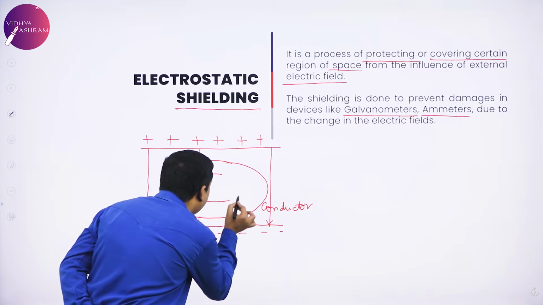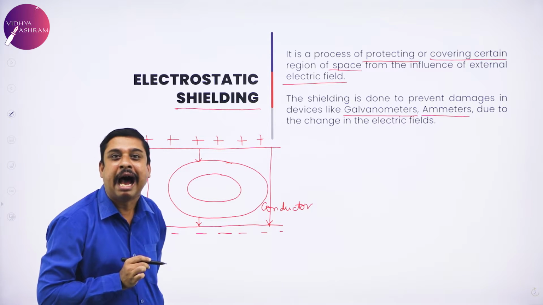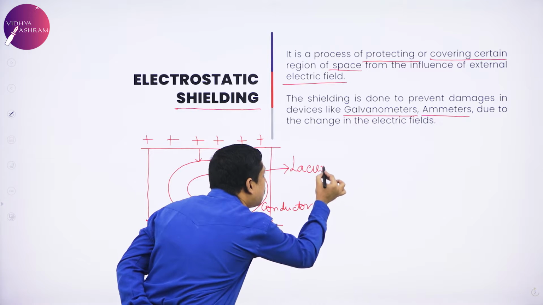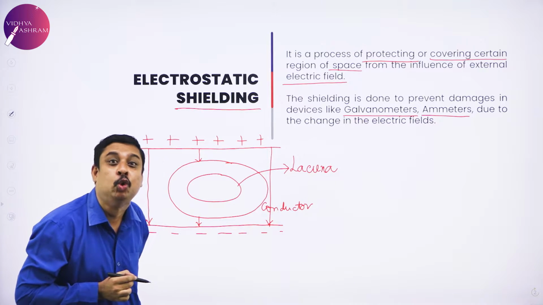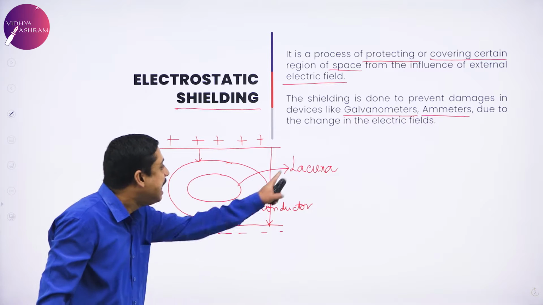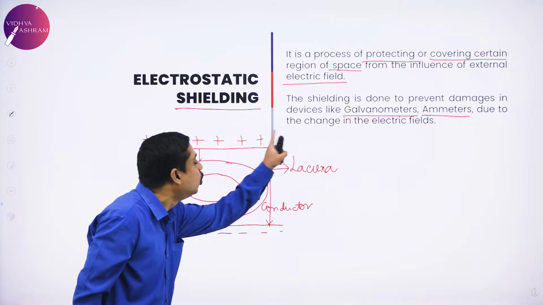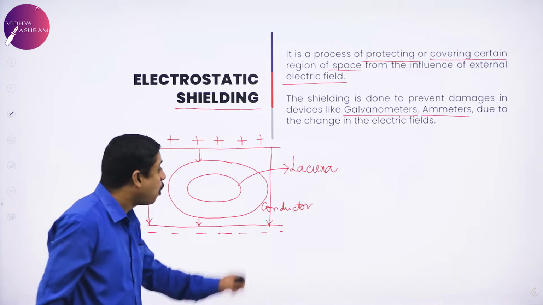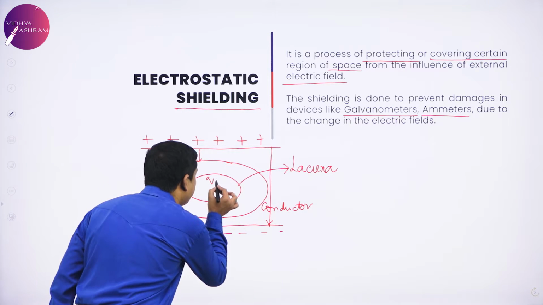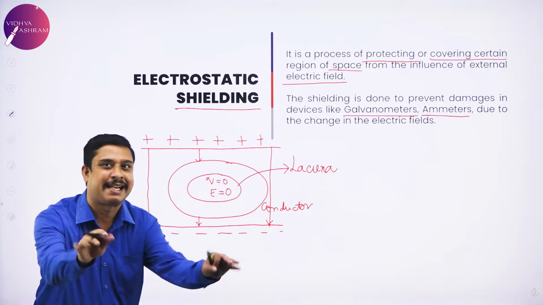I create a hollow space inside the conductor, a hollow region. This hollow region is called lacuna. Lacuna, a Latin word, means a gap or region. So I have created a hollow space, lacuna, inside the conductor. So what is happening inside that lacuna? In a hollow region, charges present will be zero because electric field inside is zero. There is no electric field inside this hollow region.